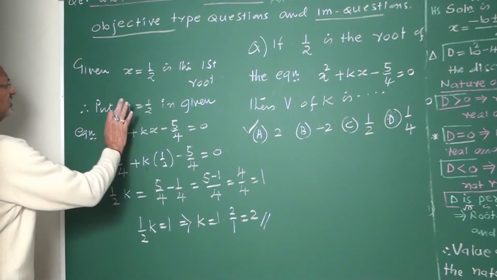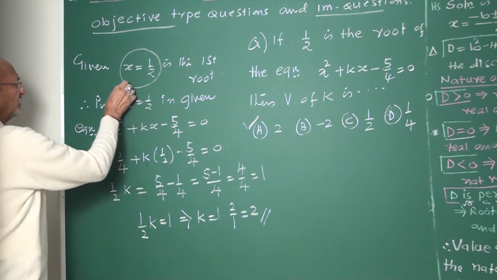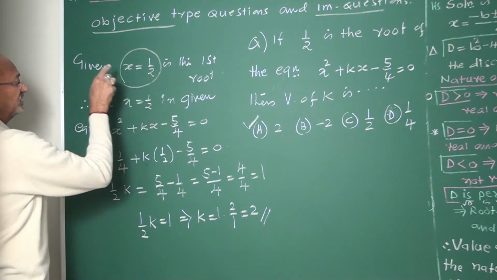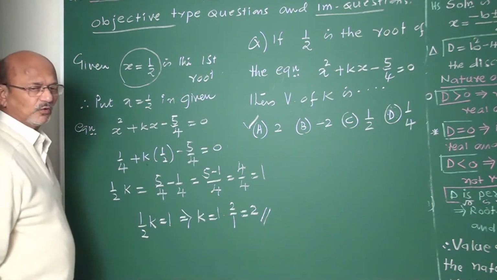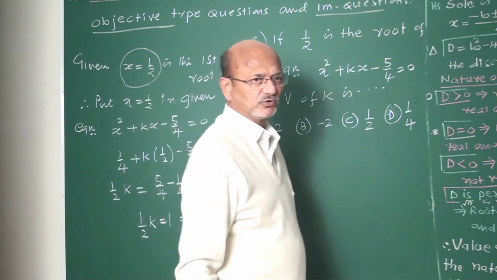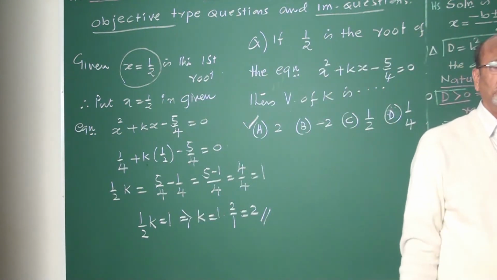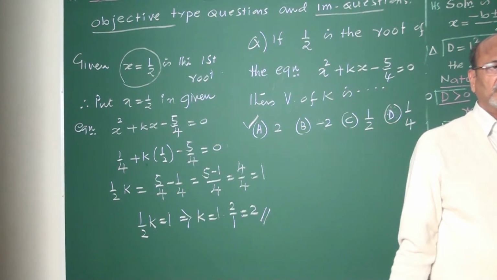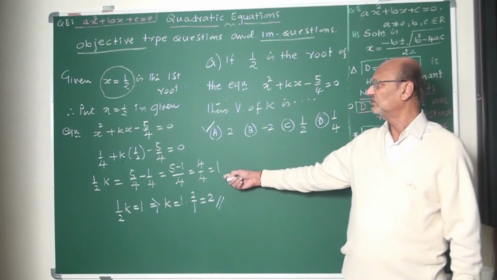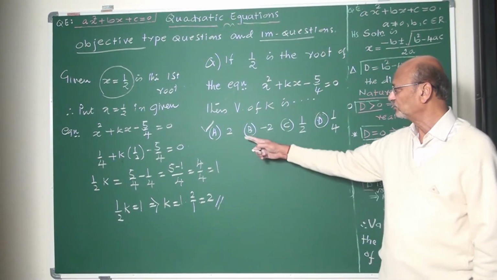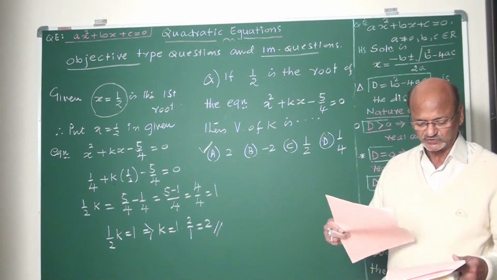But in this the examiner wanted to know whether the students understand what it means when 1/2 is a root. It is a root only when it satisfies the equation. Otherwise, it is not a root. What do you mean by satisfy? You have to put x equal to that corresponding value. When the examiner says it is a root, you can put the value of x as 1/2 in the equation. You get the value of k as 2. First option is the answer. Yes, my friend. Next option.